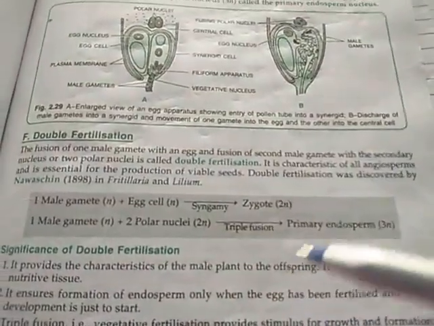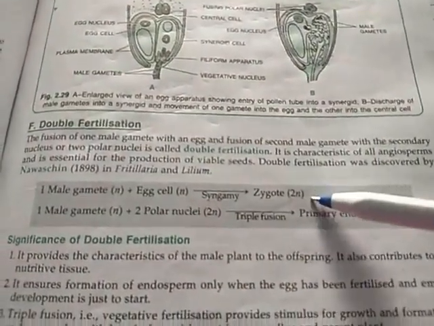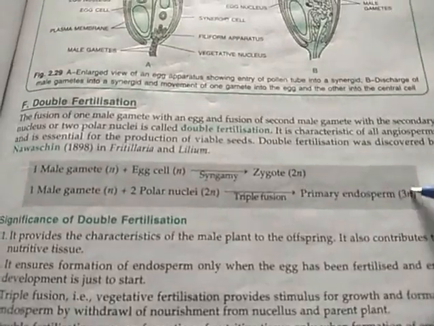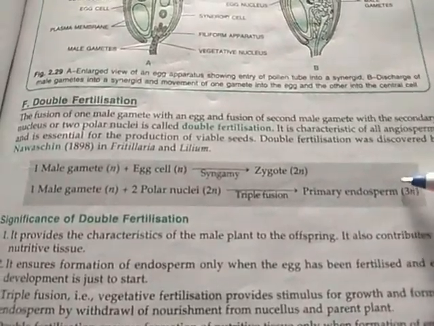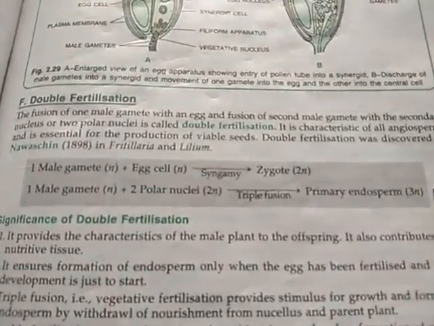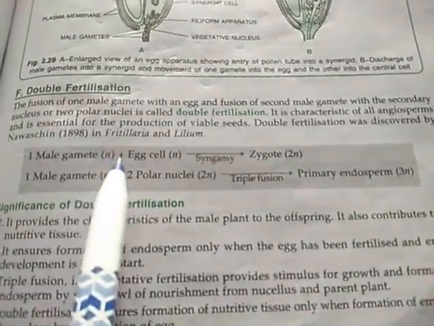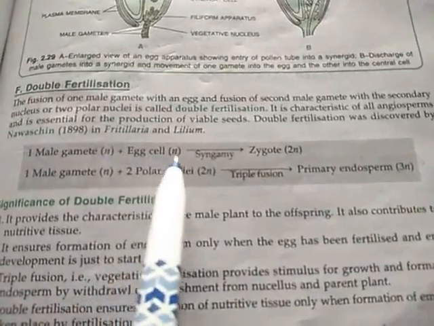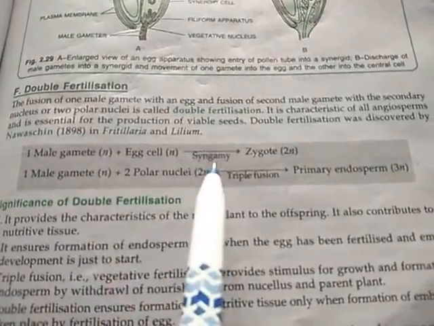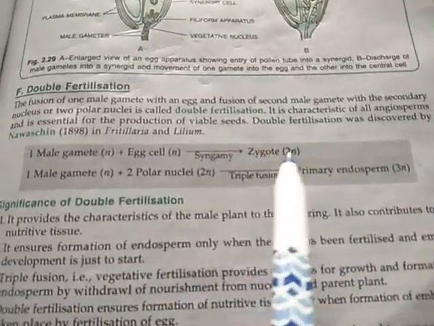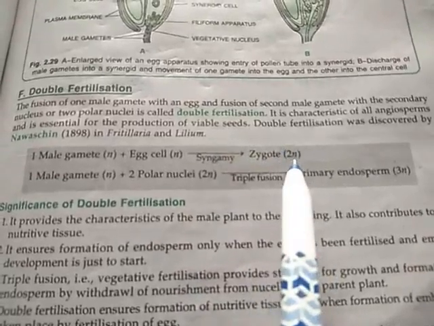And this is how you are going to explain it. This is a very easy way to explain it. If you write like this, you get full marks. One male gamete, with n number of chromosomes, combines with the egg cell, with n number of chromosomes. The process is called syngamy, and the zygote is formed, which has 2n chromosomes.